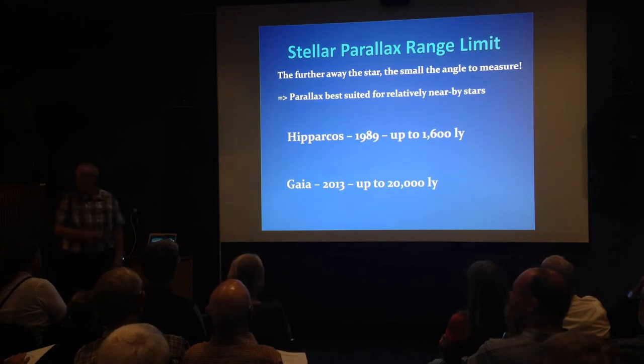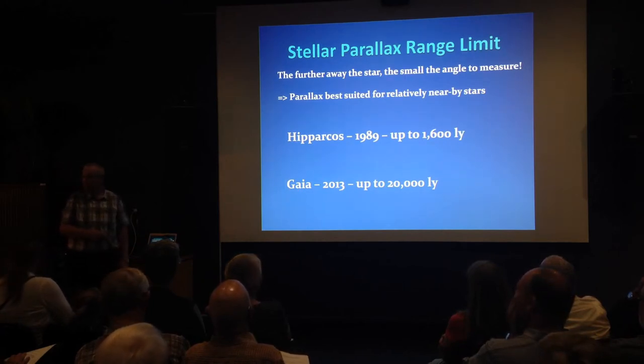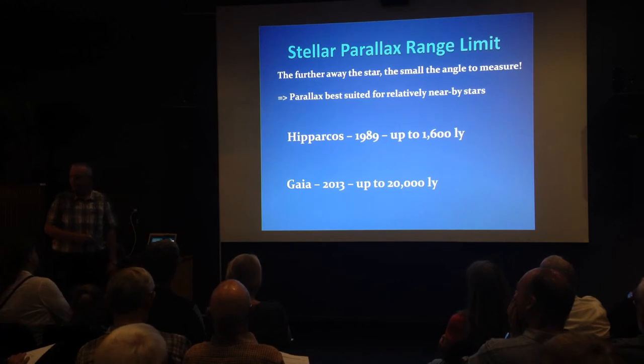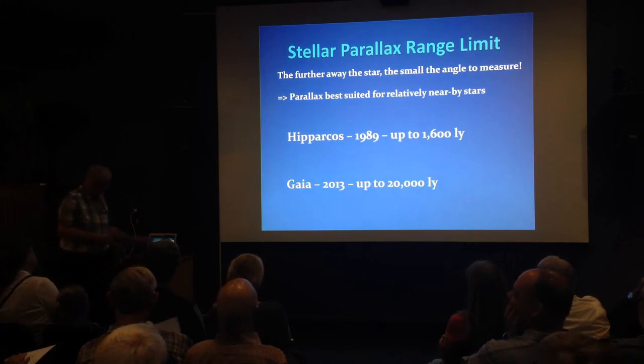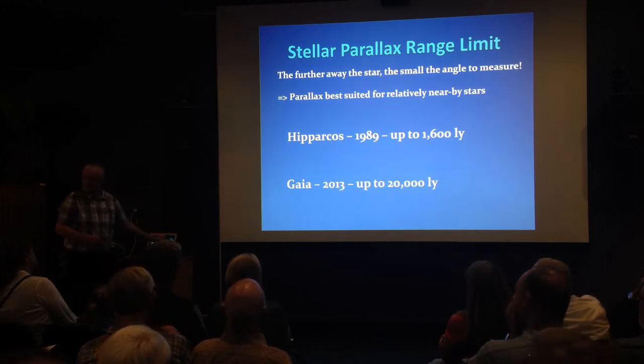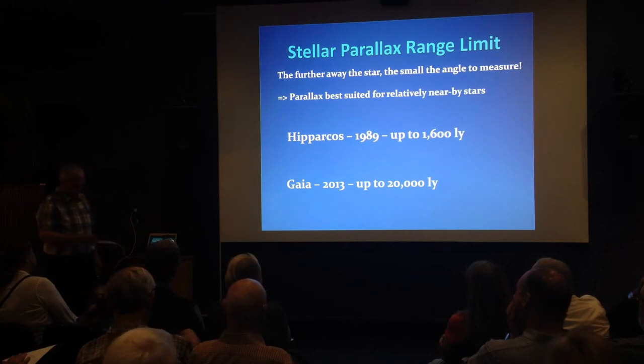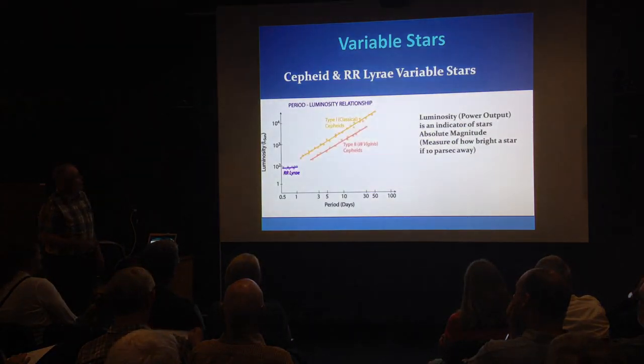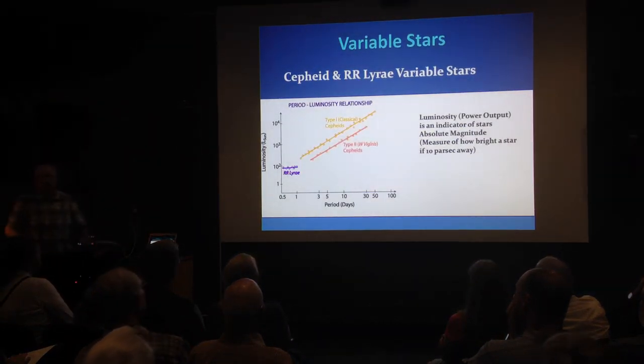Just to say Gaia is still operating. It's about halfway through its program. At the end, we'll have a catalog of a billion stars with really accurate parallax measurements and other things, proper motion. Yep. It's really groundbreaking, isn't it? Yeah. Amazing. Okay, so that's your parallax method for nearby stars.